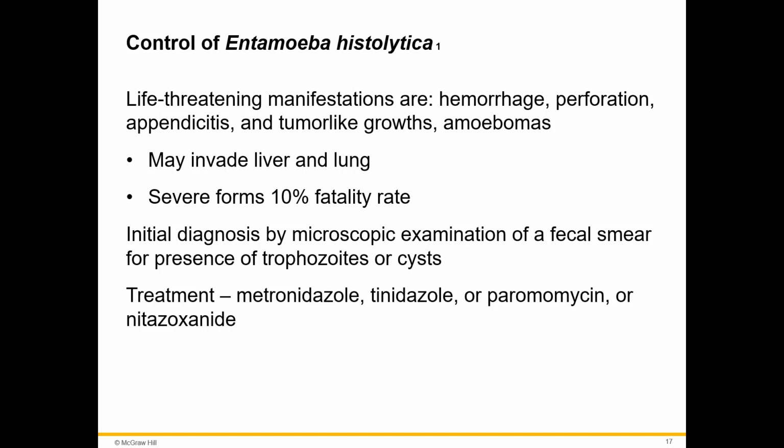Initial diagnosis would be by looking through the microscope. And how you would do that is you would get a fecal sample and put a smear of it on the scope, and you would look and see if there are trophozoites or cysts present in that fecal sample. And so, treatment, you'd be using these drugs. You'd be using metronidazole, right? Tinidazole, paromomycin, or nitazoxanide. So, a little handful to say, but this is how you treat Entamoeba histolytica. Okay.